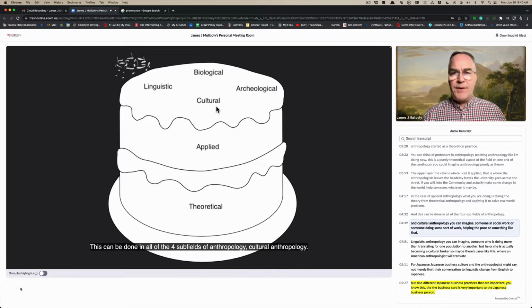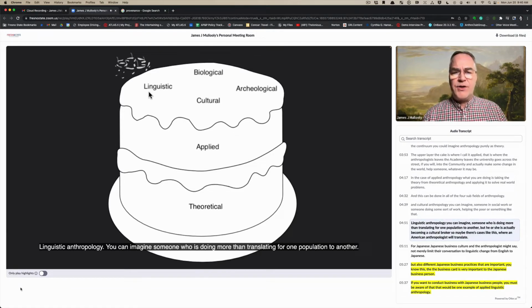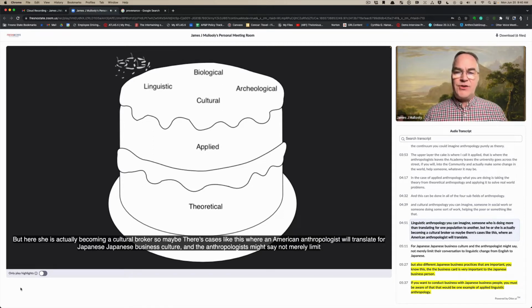In cultural anthropology, you can imagine someone in social work, or someone doing some sort of work helping the poor or something like that. Linguistic anthropology, you can imagine someone who is doing more than translating for one population to another, but he or she is actually becoming a cultural broker.